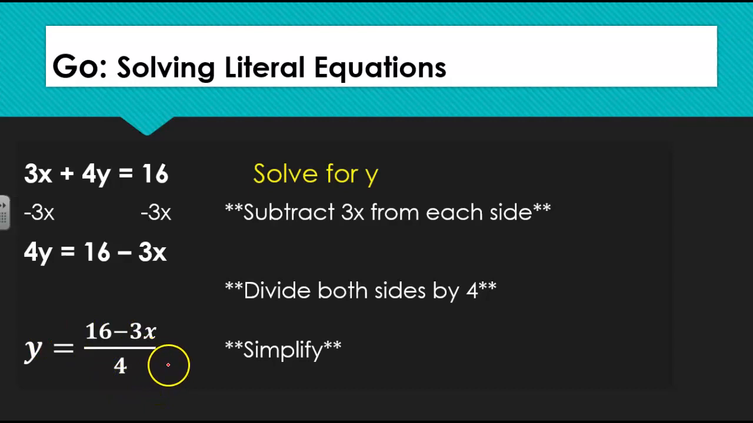Finally, I'm going to simplify. Remember, when you're dividing an entire side of your equation with multiple terms by a number, you're dividing each term by that number. When I divide 16 by 4, I get 4, and when I divide negative 3x by 4, I get negative 3/4 x.